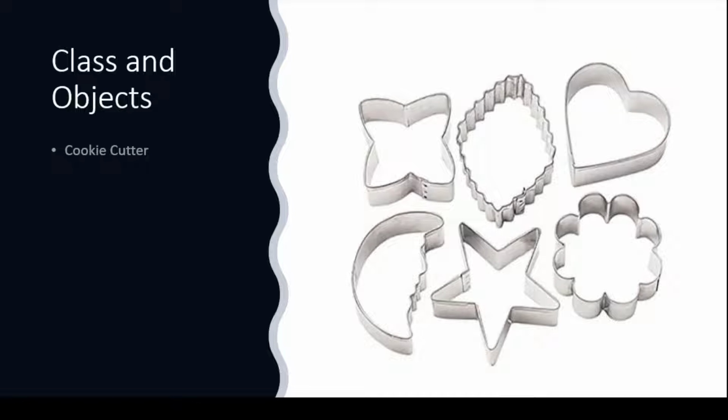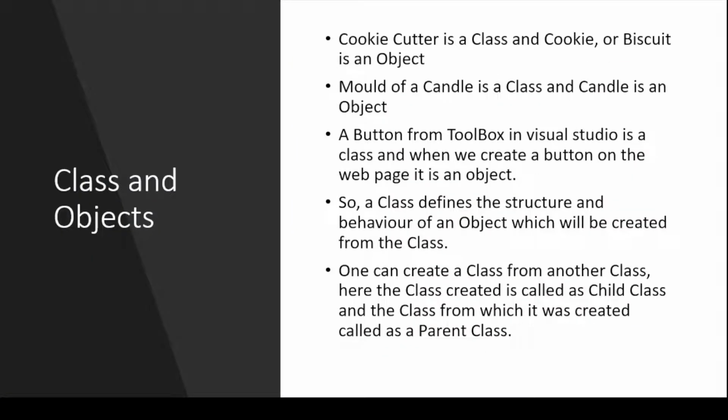Let us understand class and object in simple terms. A cookie cutter is a class, and a cookie or biscuit is an object. The mold of a candle is a class, and a candle is an object. You can hold the candle, you can light a candle, it could be used for its application. But the class or mold of the candle is not useful for whoever is going to use a candle.